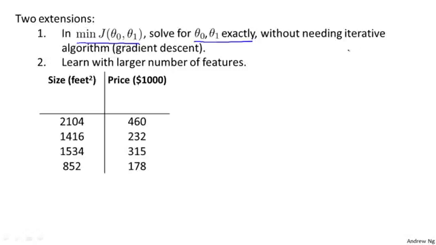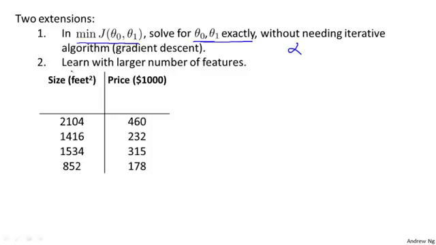So there are advantages and disadvantages of this algorithm that lets you just solve for theta 0 and theta 1, so basically just in one shot. One advantage is that there's no longer a learning rate alpha that you need to worry about and set, and so it can be much faster for some problems. We'll talk about its advantages and disadvantages later.